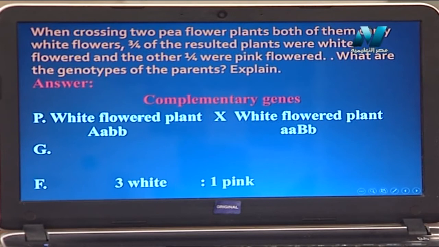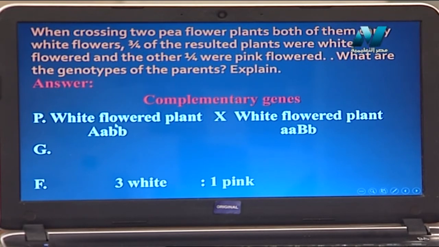Again, to answer our question, we have white flowered plants. That means one of the pairs of genes is present in a recessive character, and in the other white flowered plant, we also have one pair that is recessive. But regarding the offspring, we have some pink. So this pink flowered plant must possess at least one dominant gene from each pair. So we have to put one dominant gene in the first parent, and another dominant gene in the second parent, because when they are gathered together, capital A from one parent and capital B from the other parent will produce the pink flowered plant.